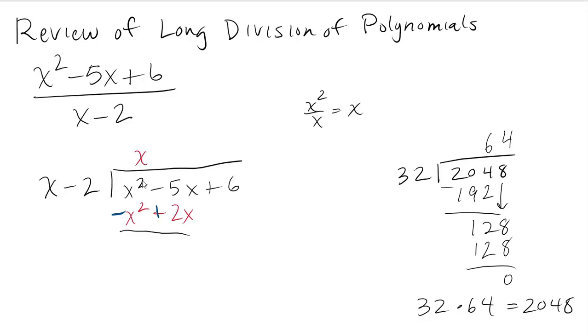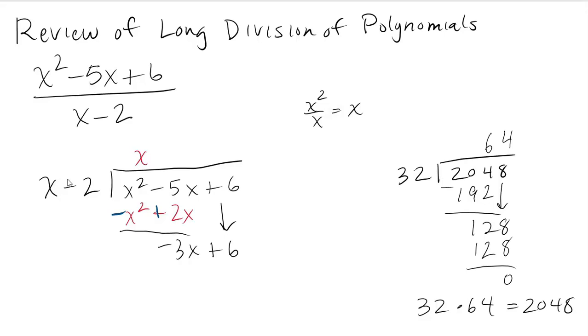Now we collect our terms together. X squared minus x squared is 0, those canceled. Negative 5x plus 2x is negative 3x. After we subtracted in the numerical example, we brought down the 8. I'm going to bring down the next term here as well. I bring down the 6. And now we start the algorithm all over again.